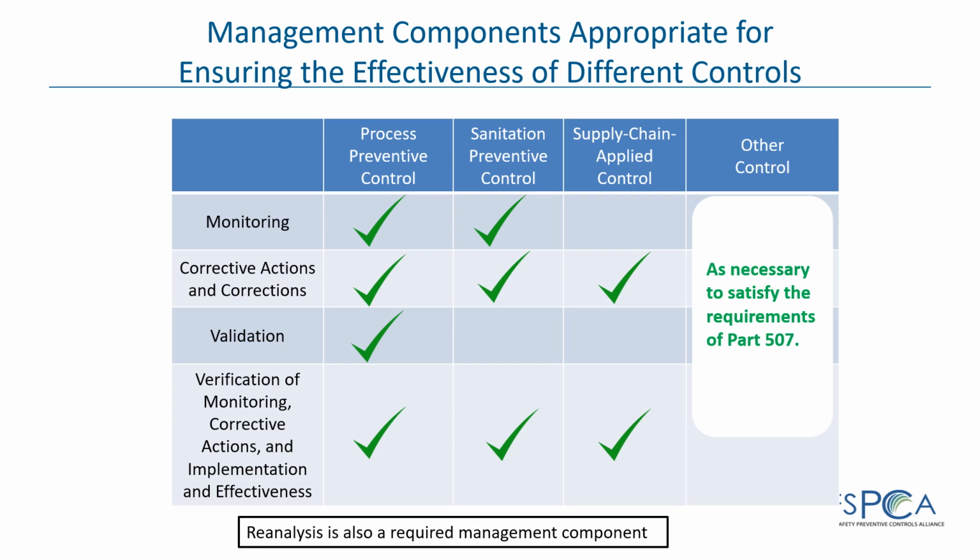We've got monitoring there up top, corrective actions and corrections, and then verification has been split into two components: validation and then the rest of verification. That'd be monitoring, corrective actions, and implementation and effectiveness. And that's mostly because validation is very different than those other types of verification. And the green check marks tell us which ones are required for each of these sections.